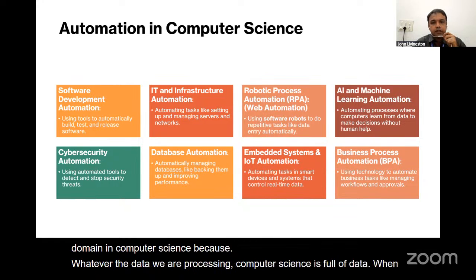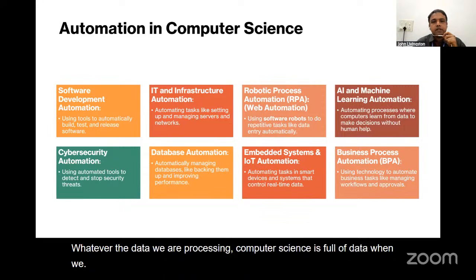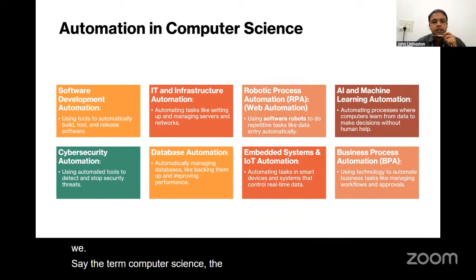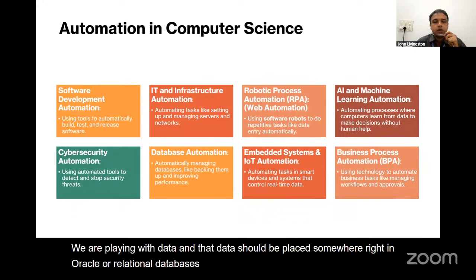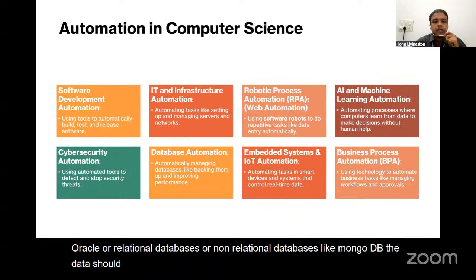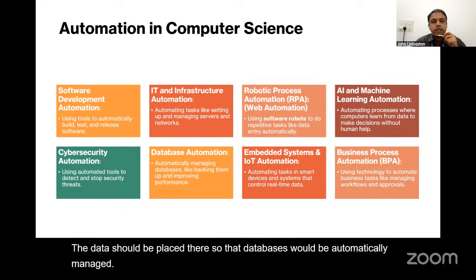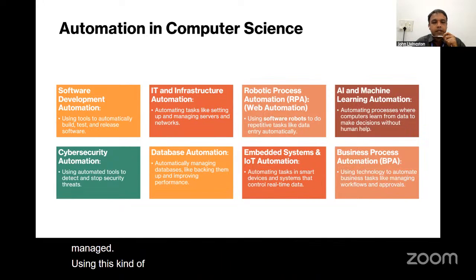When we say the term computer science, the next term you should say is data. We are playing with data, and that data should be placed somewhere, right? In Oracle or relational databases, or non-relational databases like MongoDB. The data should be placed there, so that databases could be automatically managed using this kind of automation, with proper backing up of data and improving performance.